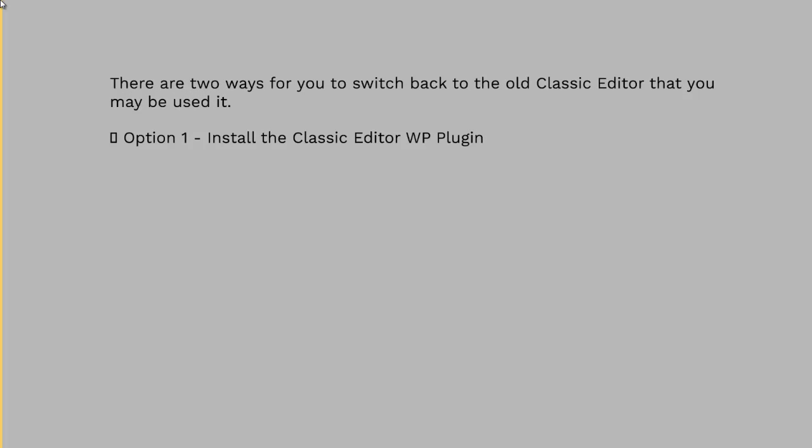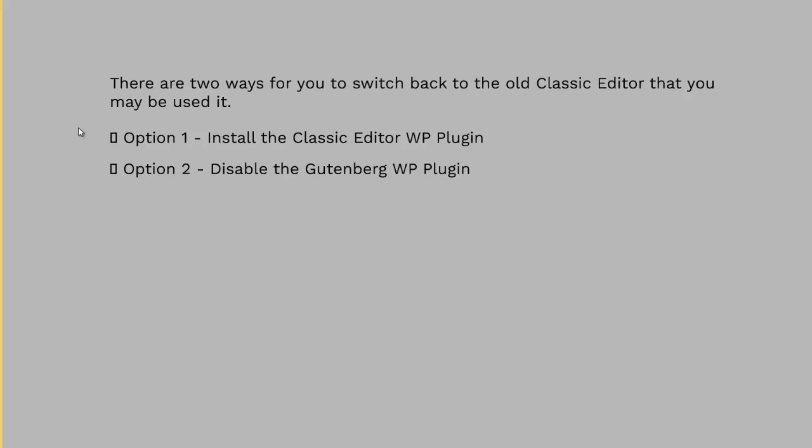Option one is to install the classic editor WordPress plugin. And option two, you can disable the Gutenberg WordPress plugin. Now, bear in mind that option one is what most of you are going to implement. Option two, the reason why I included this, was because some of your clients or some websites that might be outdated, that haven't been updated, may be utilizing the Gutenberg WordPress plugin.